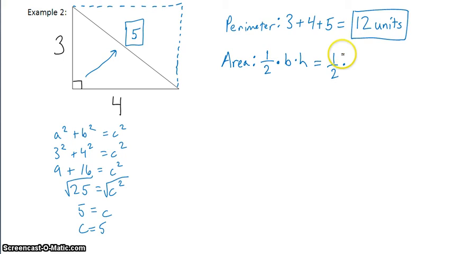1/2 times our base is 4 and our height is 3. For a grand total of: 1/2 times 4 is 2, 2 times 3 is 6 units squared. The area of this rectangle, or excuse me, this triangle, is 6 square units.